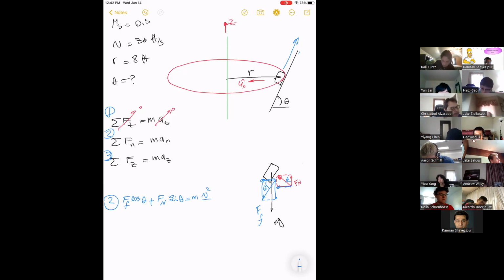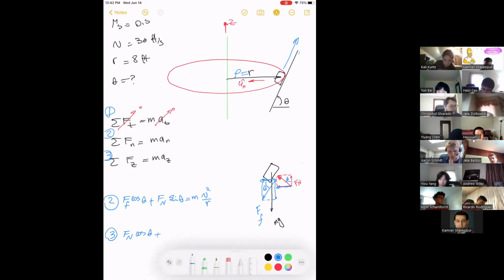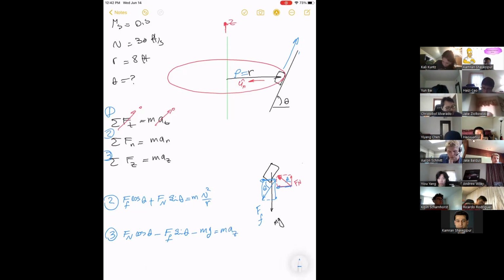Again, I can write rho, or I can simply write r because my rho is constant. It's a circle, so radius of curvature is constant. If I write equation 3, then I'm going to have F_n cosine theta minus F_f sine theta minus mg equals m a_Z. How much is a_Z? Acceleration in Z direction.